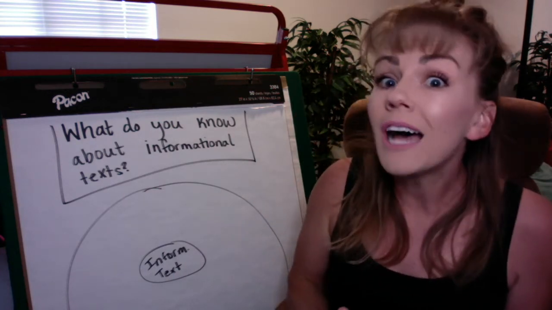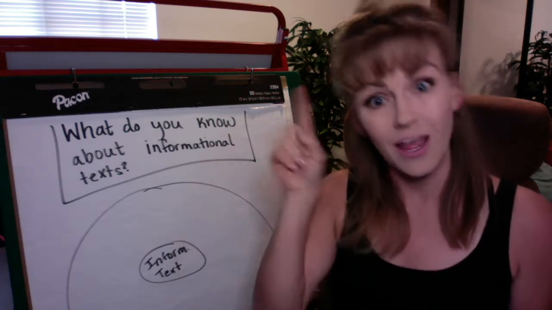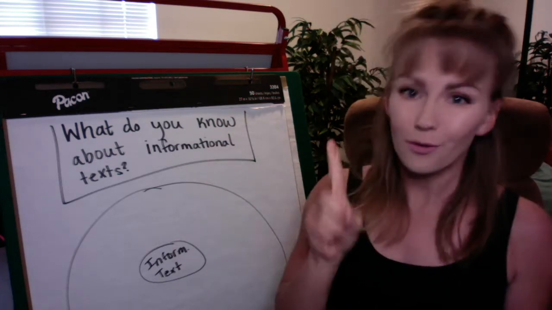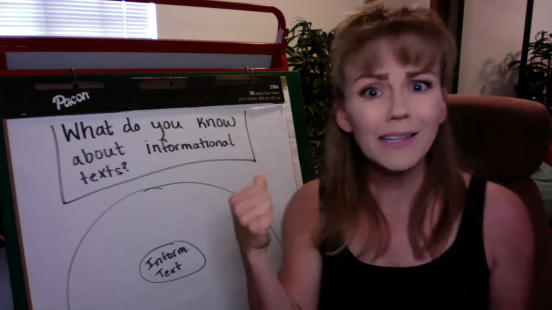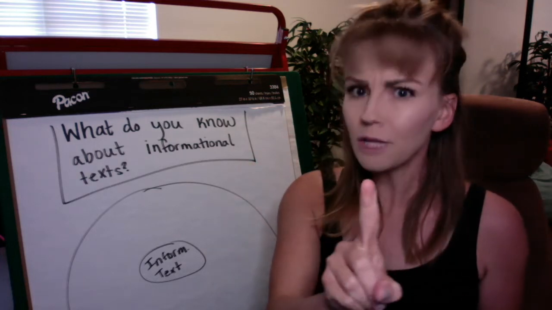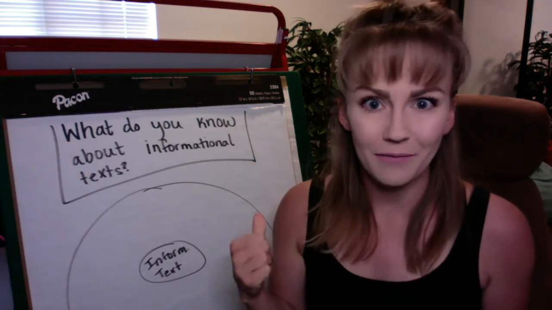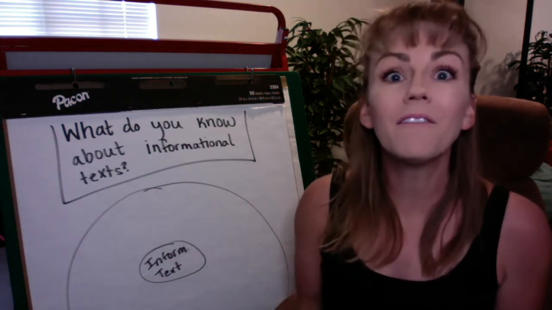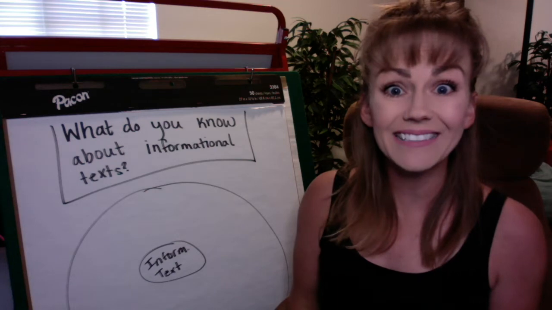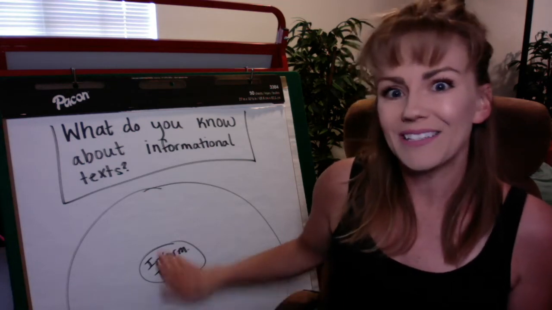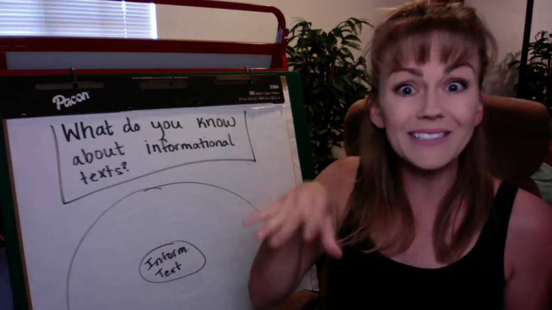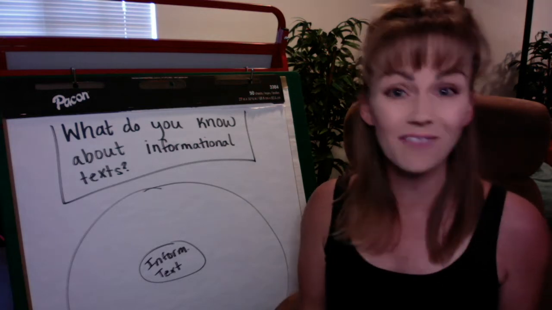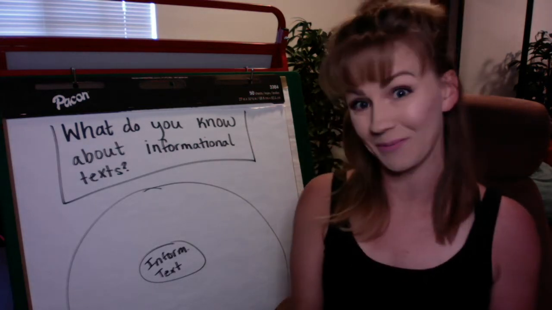So if you have not yet grabbed your paper and pencil, now is a good time to hit that pause button, grab paper, grab pencil, write this question down. Do not press play until you have this question. And the question is, what do you know about informational text? As you can see, we're just going to brainstorm. We're just going to put out all the information that we know about informational text.